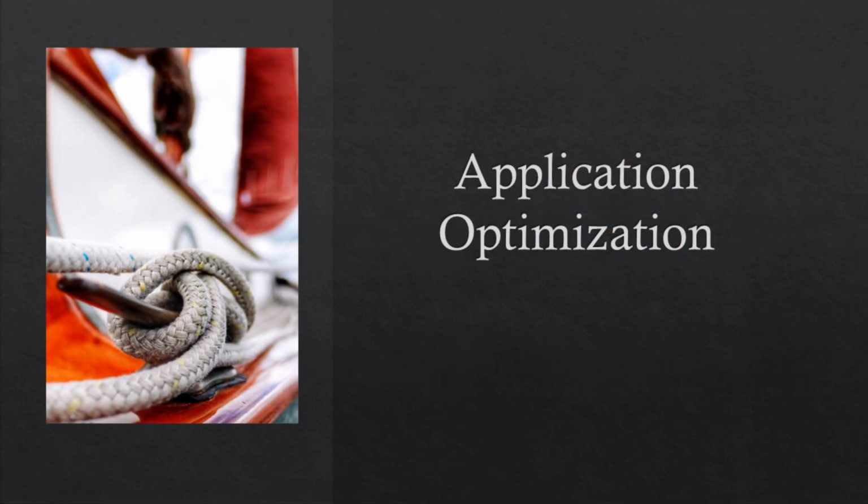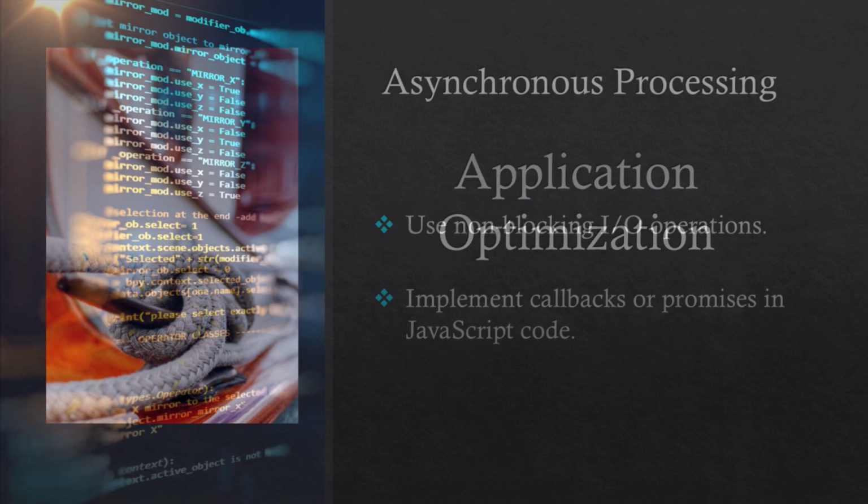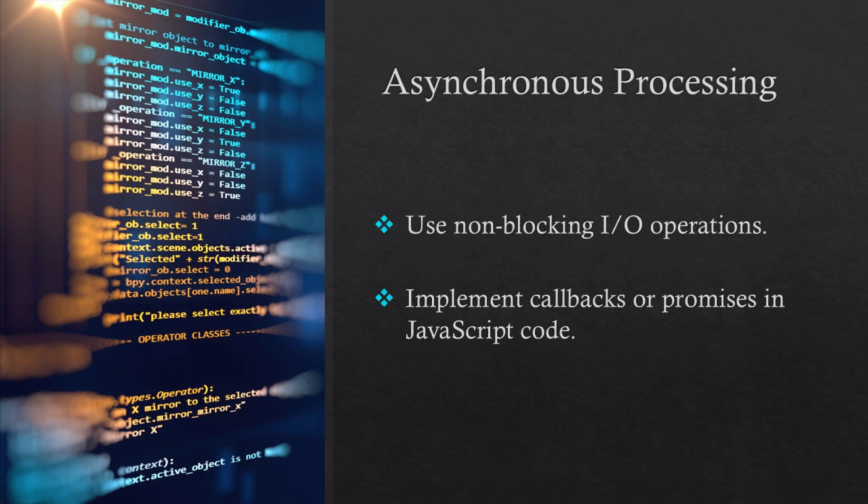At the application level, we implement asynchronous processing to enhance performance. Non-blocking I/O operations. By using non-blocking input-output operations, we prevent the application from being held up by slow tasks. This ensures that the system remains responsive even when handling multiple operations. Callbacks and promises. In our JavaScript code, we utilize callbacks and promises to manage asynchronous tasks effectively. This allows the application to continue processing other tasks while waiting for operations to complete.